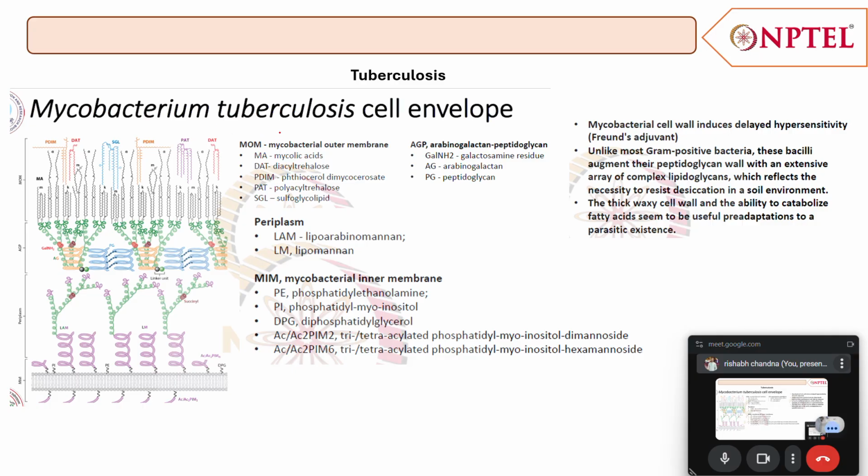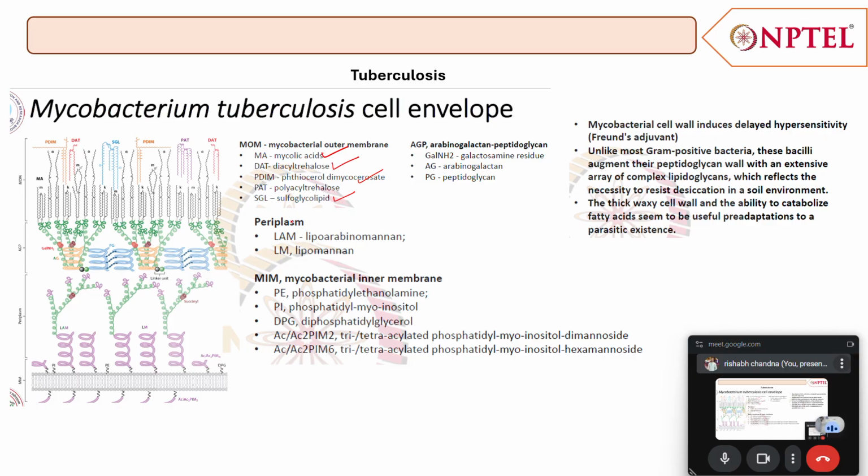cell envelope that has the mycobacterial outer membrane. In the outer membrane it has mycolic acids. Then we have diacyl trehalose, then thiocerol dimycoserosate, PDIM. Then we have polyacyl trehalose. Then we have glycolipid.